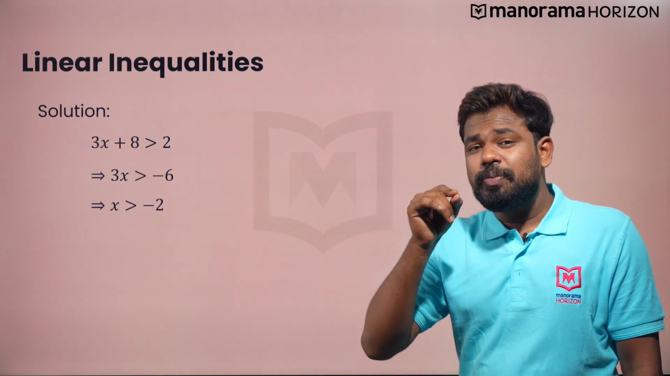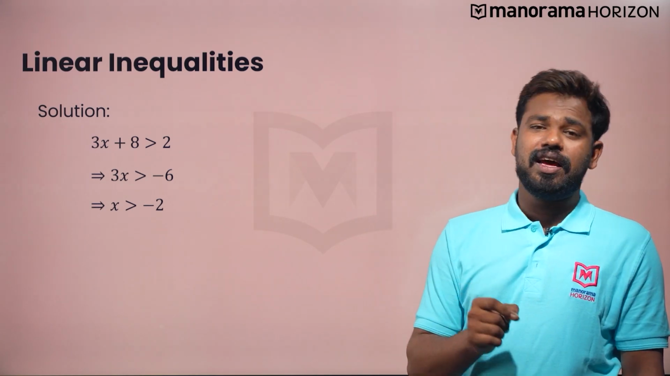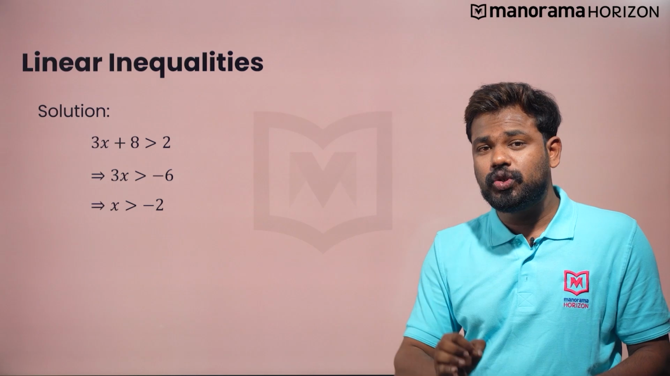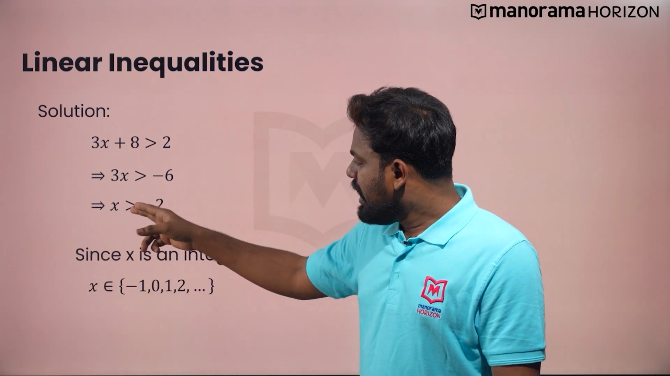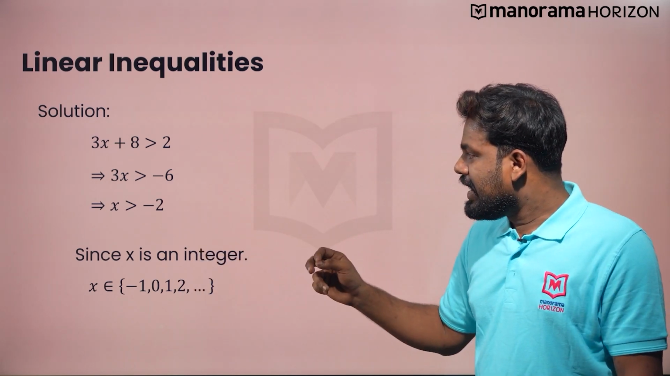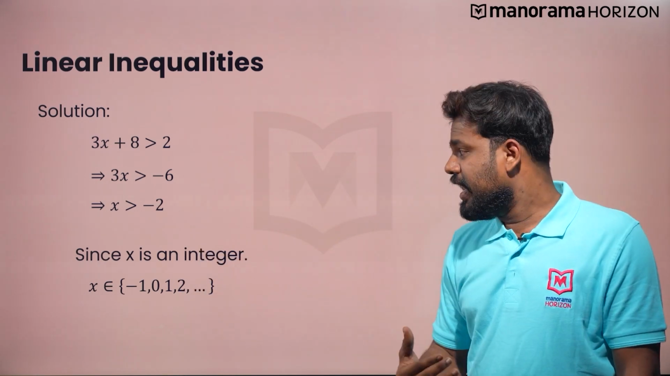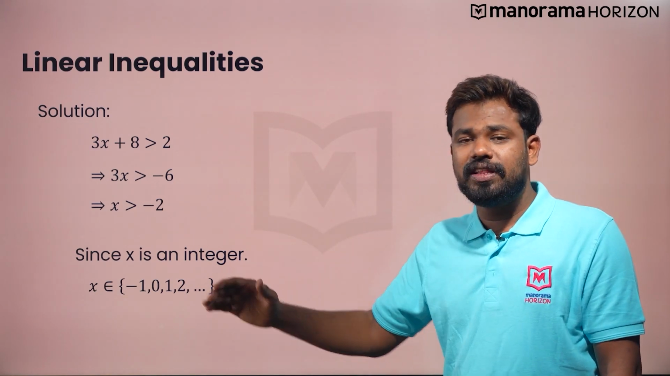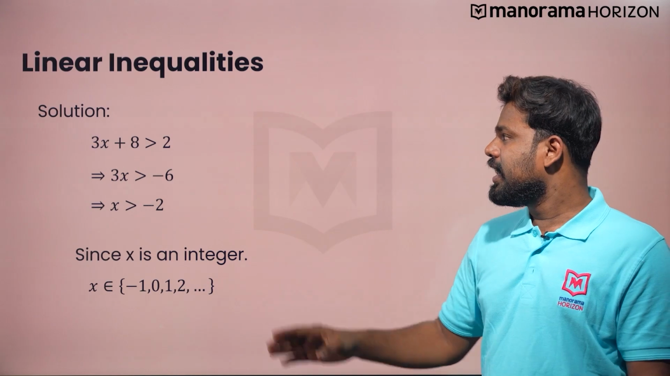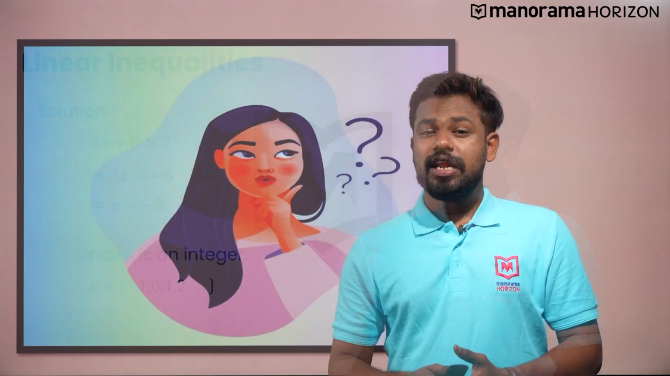And they have said that x belongs to what? An integer. In the question, they are saying particularly that x is an integer. So when x is an integer and greater than negative 2, it can take all the integers which are greater than negative 2. That includes negative 1, 0, 1, 2, and after that, all the integers can be taken according to this inequation. So now we have studied linear inequalities, what is the definition of a linear inequality, and also how to solve the linear inequality using the different rules that we have studied.